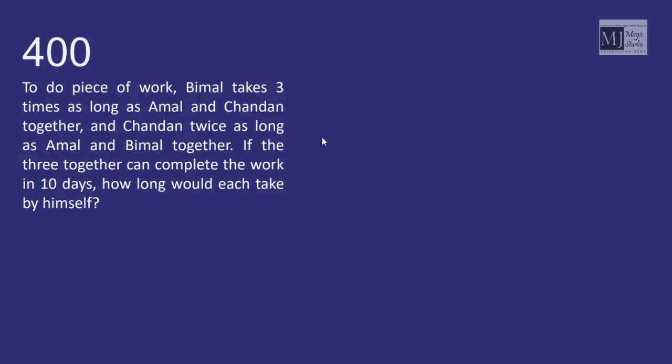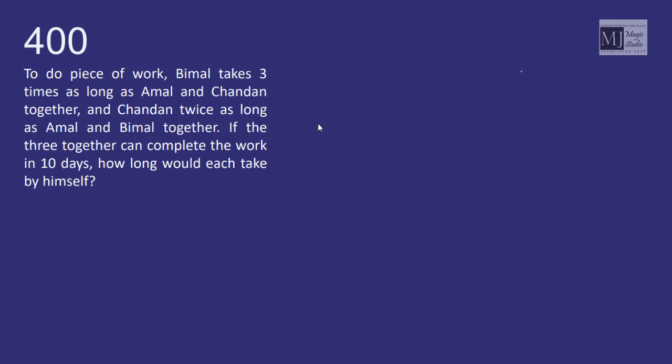To do a piece of work, Vimal takes 3 times as long as A and C together, and C takes twice as long as A and B together. If the 3 together can complete the work in 10 days, how long would each take by himself? A concept to be learned first.